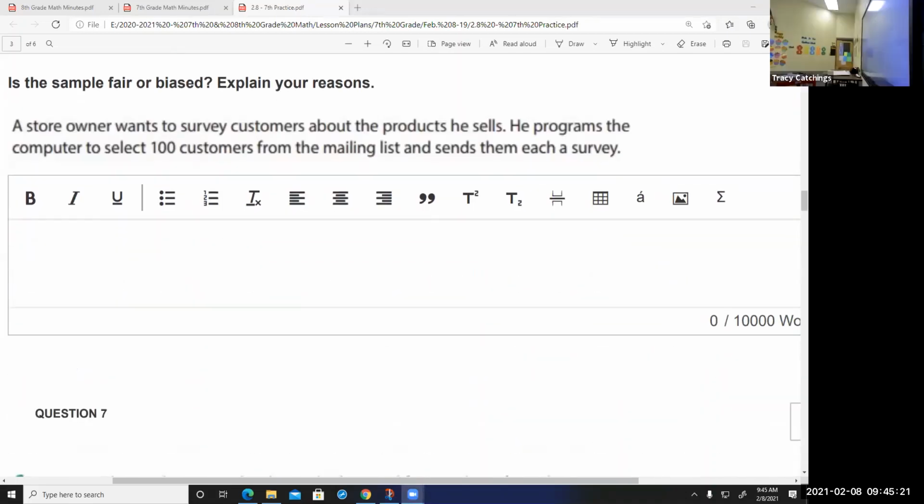All right, someone read this next scenario to us. A store owner wants to survey customers about the products he sells. He programs the computer to select 100 customers from the mailing list and sends them each a survey. Would we say that's fair or would that be biased? Fair. All right, why you say fair, Connor? He programmed the computer to select 100 of his customers.